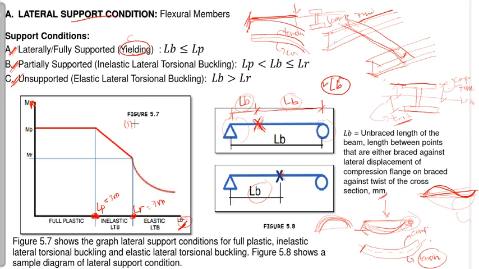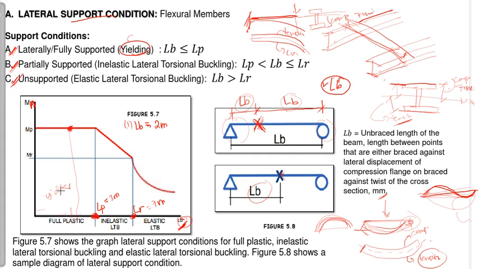Say, for example, yung Lb ko. So, for case 1, pag yung Lb ko is equal to 2 meter, paano natin makla-classify yung ating section based on the lateral support condition? So, pag titignan natin dito sa graph, yung Lp ko is 3 meter, yung Lr ko is 7 meter. So, yung Lb ko, for example, andito siya. That is 2 meter. So, ito yung 2 meter. So, andito yung Mn ko. So, ibig sabihin yan, from Lb to Lp, fully plastic tayo, ibig sabihin, yielding ang mangyayari dito sa ating section.